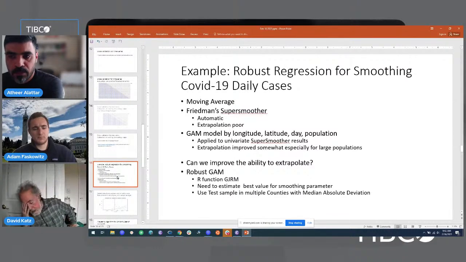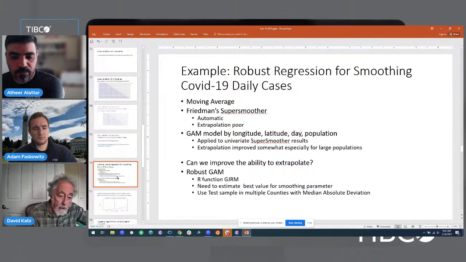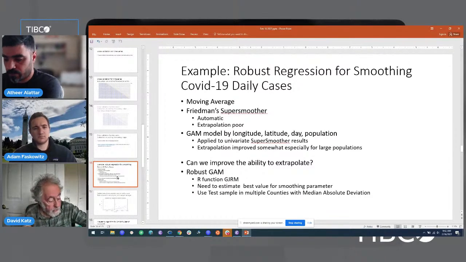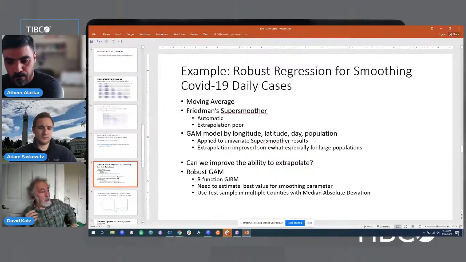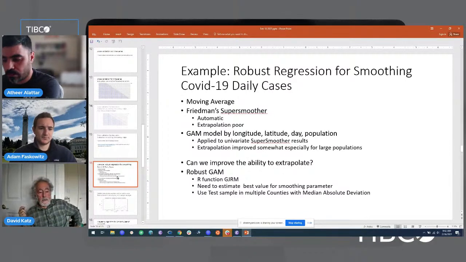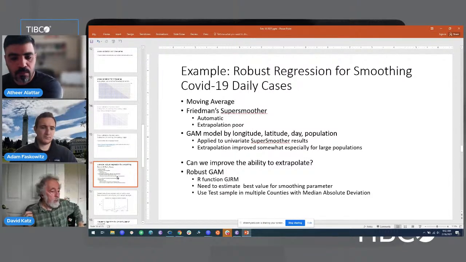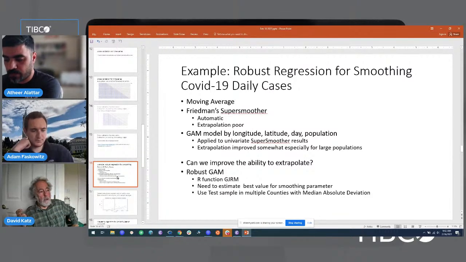Here's a use case back at the beginning of the pandemic. We were looking at a lot of different ways of projecting the future, without going into complex epidemiological specialist kind of models. We were just trying to do what we call nearcasting, which is just trying to predict what's going to happen in the next couple of weeks.